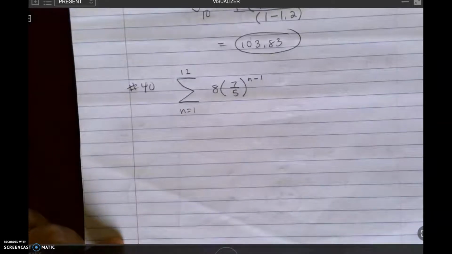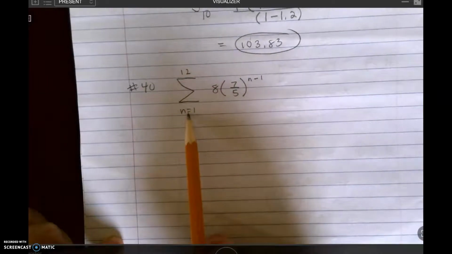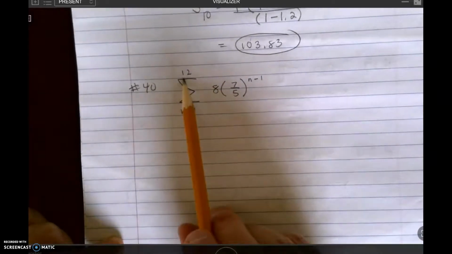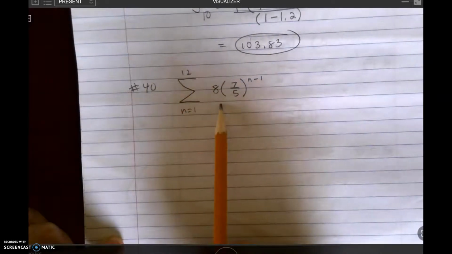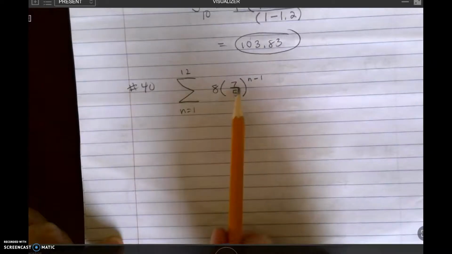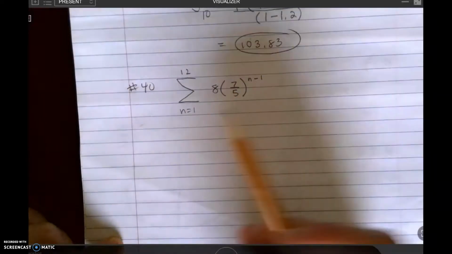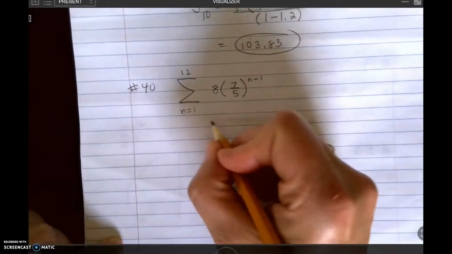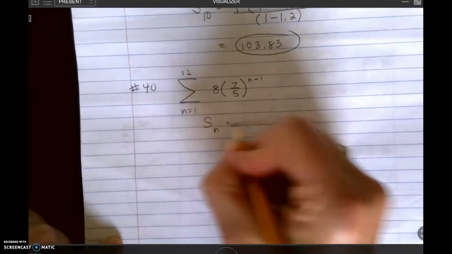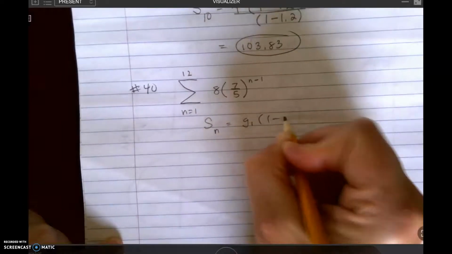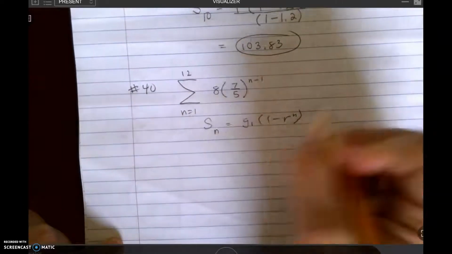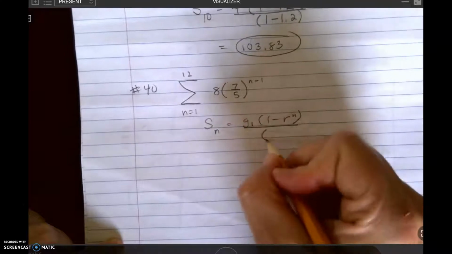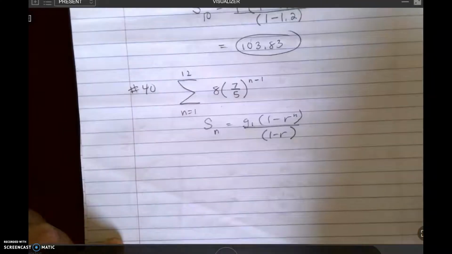Right, very similar type problem. Just this time I'm doing a summation of the first 12 terms for this geometric sequence. This time I'll leave the ratio as a fraction and just show you how I can still do it the same way. So I'm still going to use my formula S sub n equals the first term times 1 minus r to the n, all divided by 1 minus r.